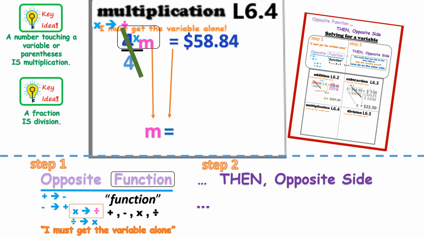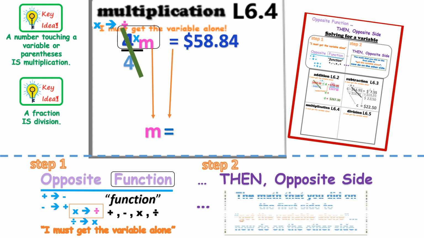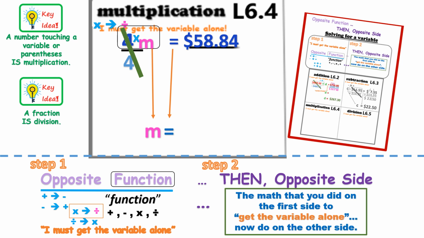So I've done the opposite function. Now I have to do it on the opposite side. I divided by 4 on the left, so now I'm going to divide by 4 on the right. Whatever happens to the variable, to get rid of it and cancel it out, I have to do it on the opposite side. That's what the equality property tells me.